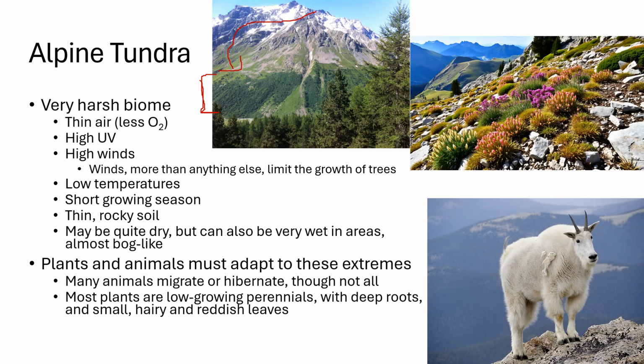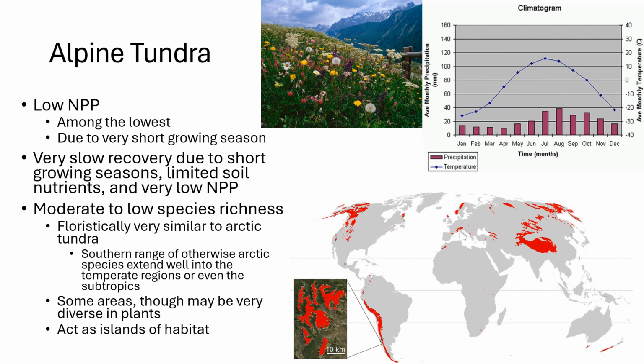Most of the plants are going to be deep-rooted perennials, and they are going to have lots of different strategies to combat the extreme conditions of wind and ultraviolet radiation, which include hairy leaves to limit the amount of transpirational water loss, and red pigments like carotenoids or betalains, the ones found in the beet family, that are going to reflect that solar radiation. So the NPP of the alpine tundra is going to be very low. It's among the lowest of any of the terrestrial biomes, only higher than stuff like deserts and some xeric shrublands.